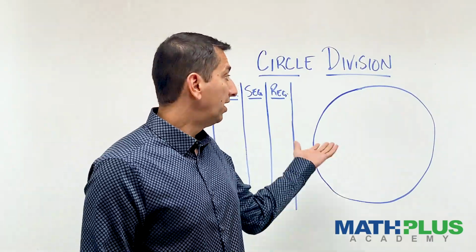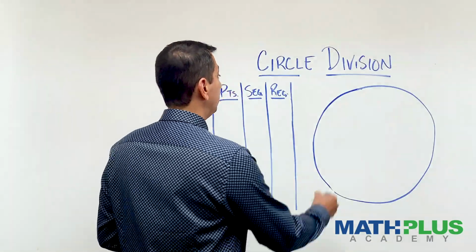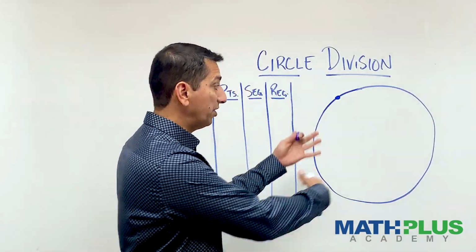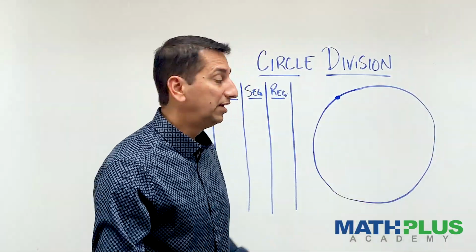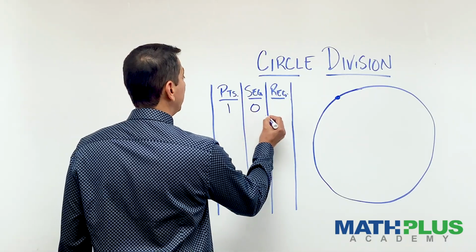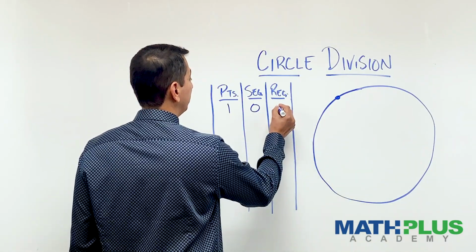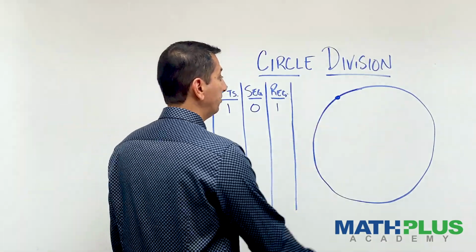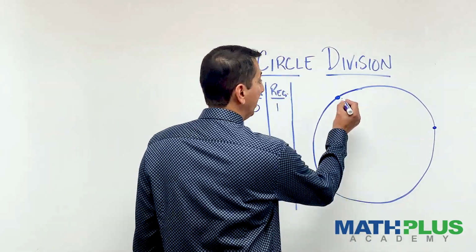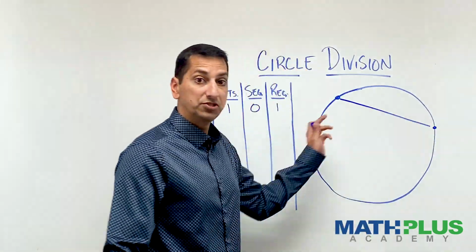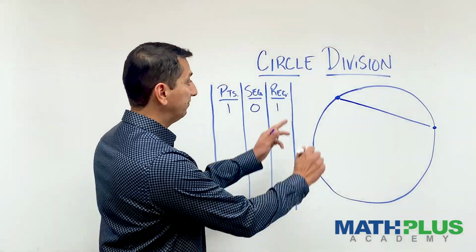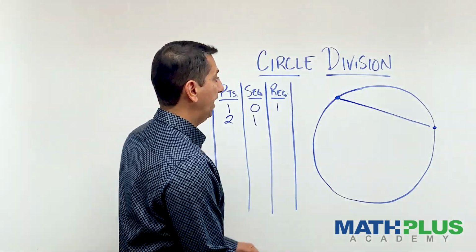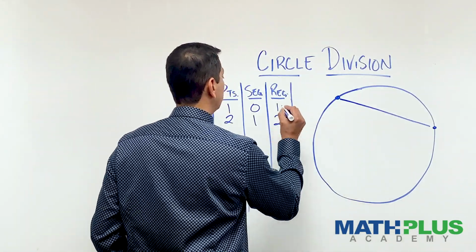So here we go. I'm just going to add one dot, 1 point. Anywhere I want on the perimeter, I'll put it there. And there are no other points, so there's no lines for me to connect. So I just have 1 point, no segments, and we have the one main region of the circle. Now, I add another point anywhere I want. Maybe it's right there. And then I can connect those 2 points with a segment. And now I have 2 points, 1 segment, and I have divided the circle into 2 regions.